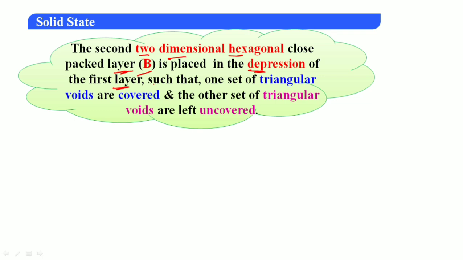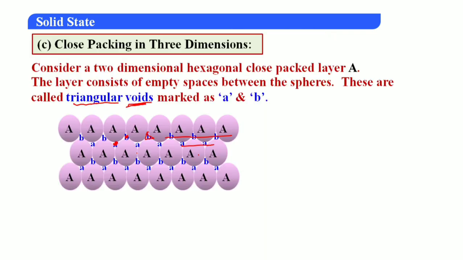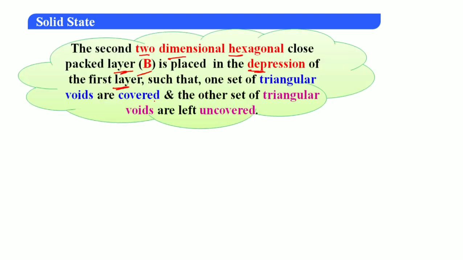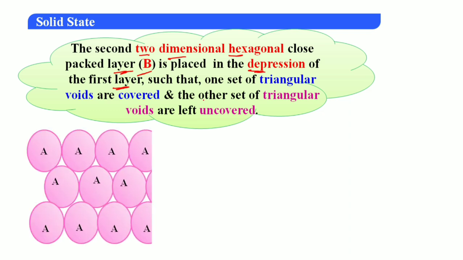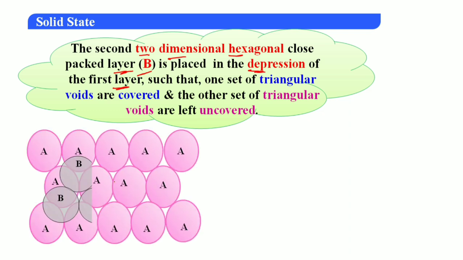is nothing but triangular voids, right? So these are called depressions. We will keep the second layer on the depression of this particular one, so that this triangular void is covered completely. So like this, in this particular case, triangular voids are covered and the other set of triangular voids are left uncovered. One set will be covered but another set will be uncovered. That I will show you here. This is the one. Here you can see this is covering this triangular void, but this triangular void is uncovered.